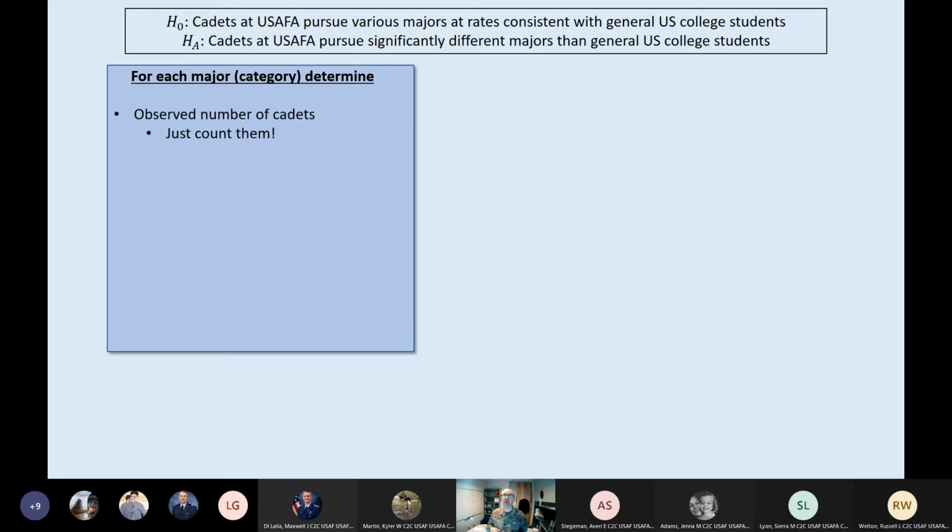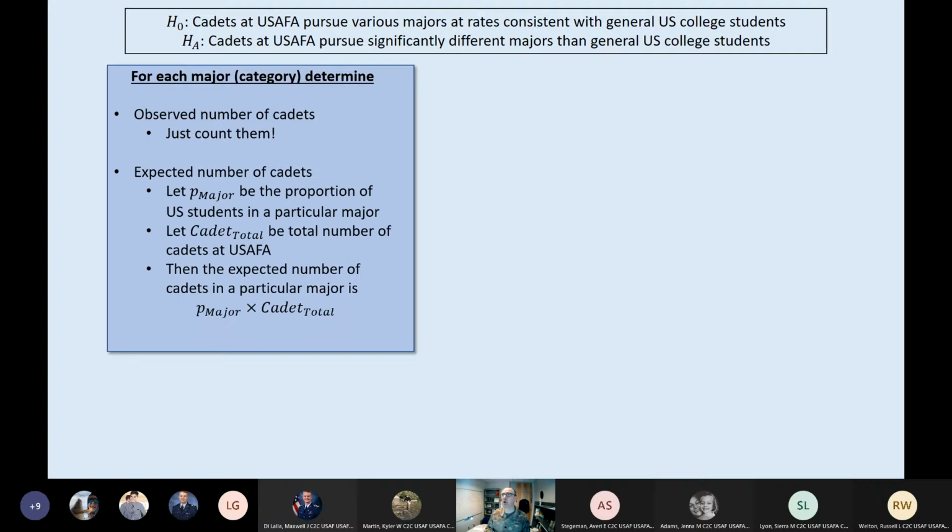The first thing is to find the observed count, or in this case, the observed number of cadets, which we calculate by just counting them, right? So this would be, how many math majors do I have? How many English majors do I have? How many French? The actual count of each one. So I need a list of what the actual number is in each of the categories that I'm interested in.